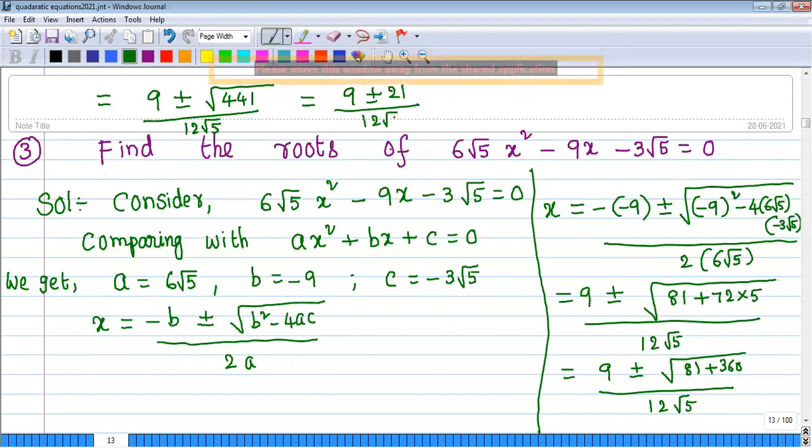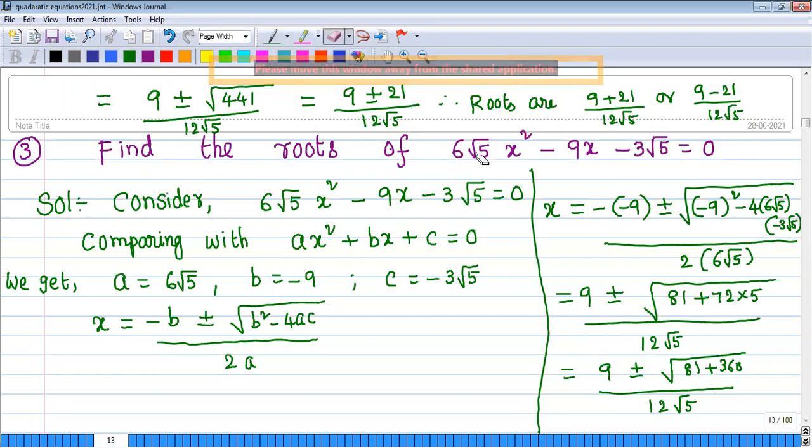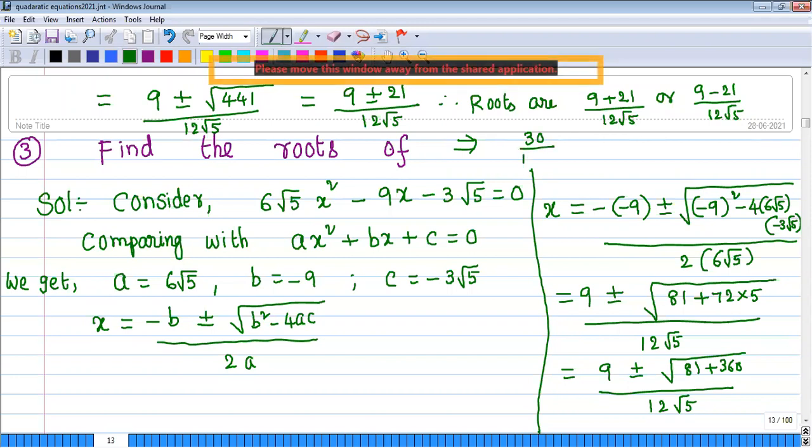Now what shall we do? Therefore, the roots are 9 plus 21 upon 12 root 5, that is 30, or 9 minus 21 upon 12 root 5. Then what do you get now here? That implies this will be 30 by 12 root 5, or minus 12 by 12 root 5.